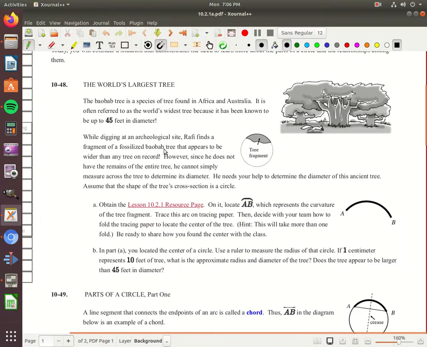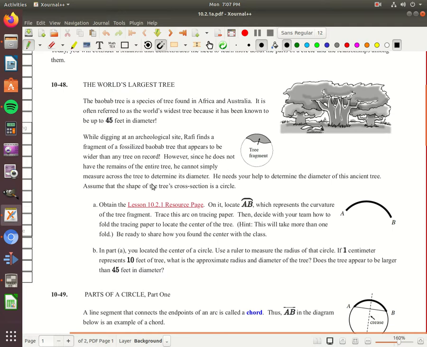The world's largest tree. I have no idea how to say this. Baobab? No idea. The tree is a species of tree found in Africa and Australia. It is often referred to as the world's widest tree because it has been known to be up to 45 feet in diameter. While digging an archaeological site, Rafi finds a fragment of fossilized baobab tree that appears to be wider than any tree on record.